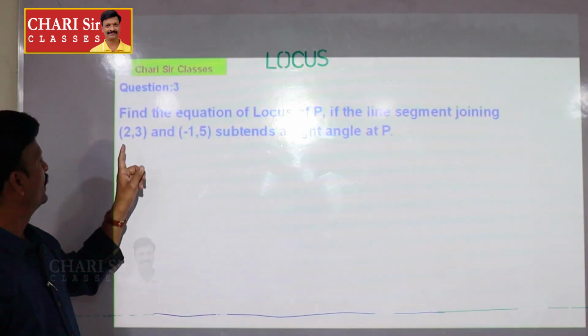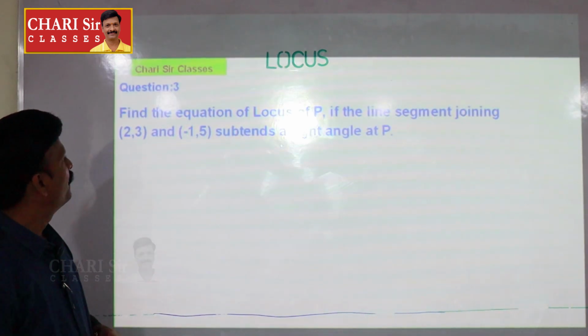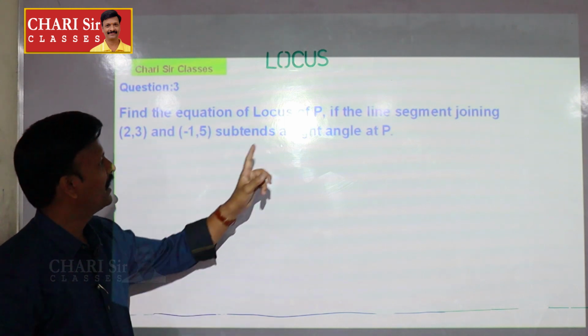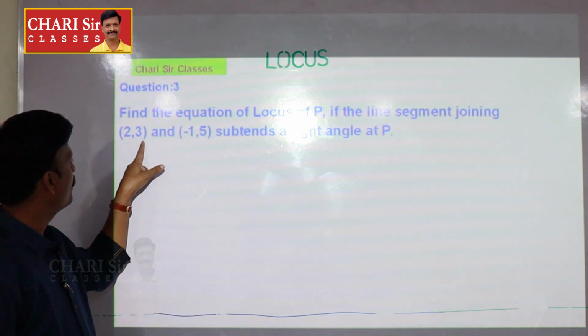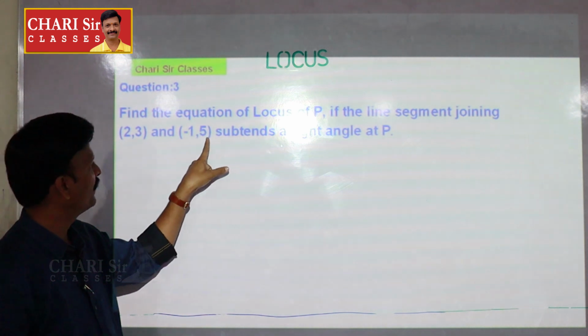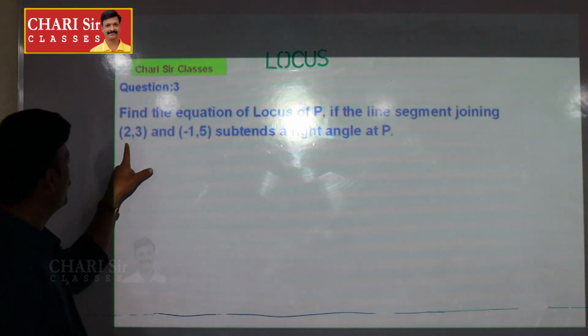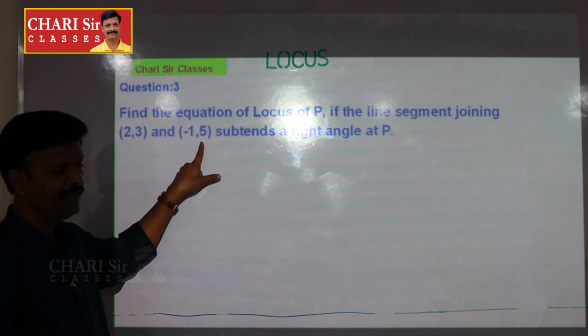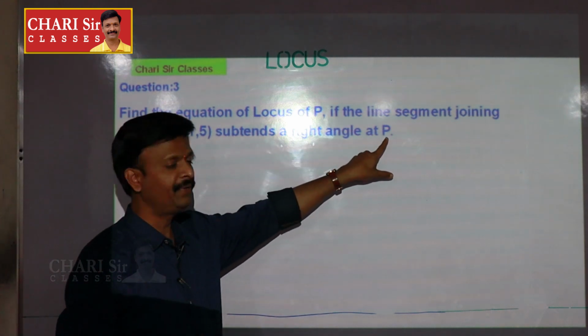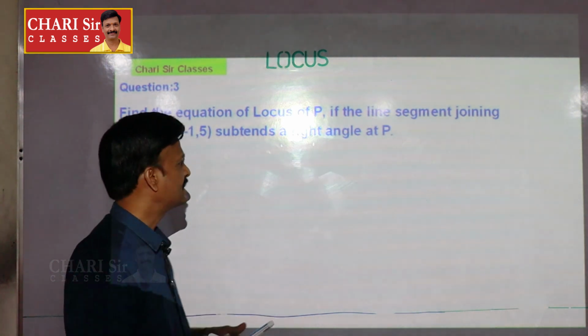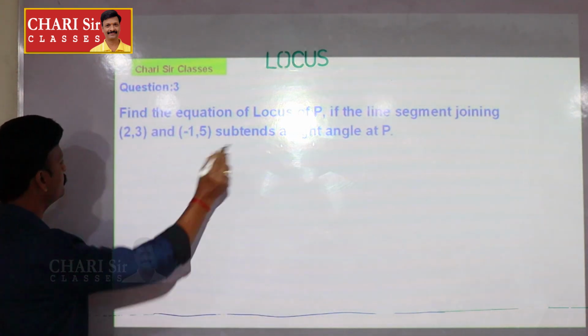This is your required equation to the locus of P. Now the third question: find the equation of the locus of P if the line segment joining (2, 3) and (-1, 5) subtends a right angle at P. Now these 2 points we need to take as A and B, and assign the point P as x1 comma y1. Let's start this question like this.